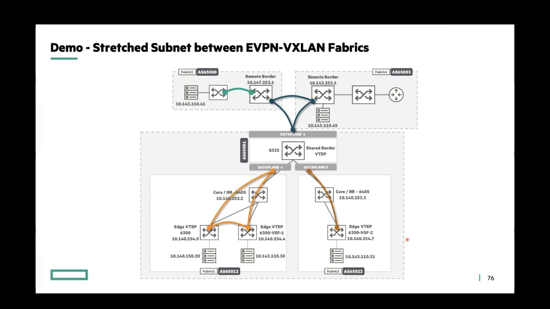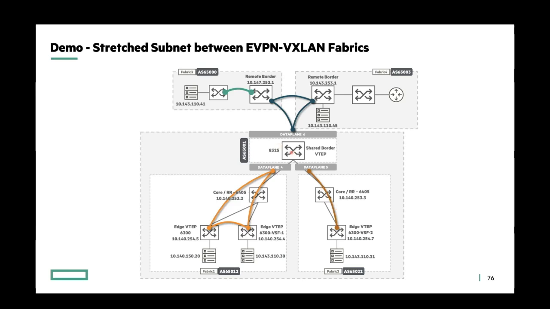Okay, so now the demos. I will show you the two slides for the two demos, for the unicast and for the multicast, and I will then move forward and do the two demos in the same session. For the first demo, the unicast demo, we will use two different fabrics attached to the shared border, which is the 8325.